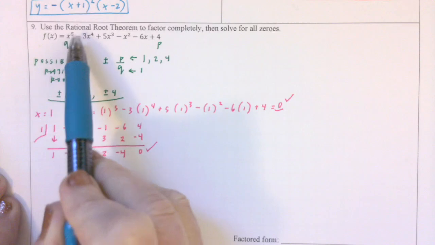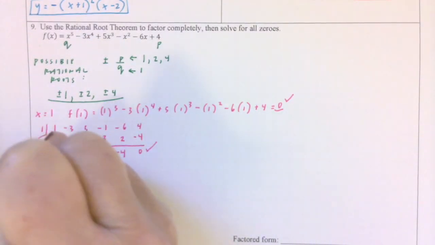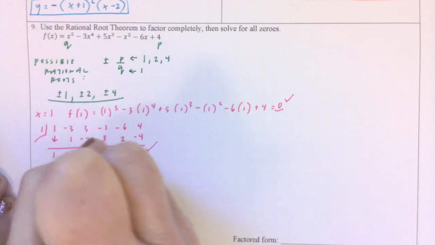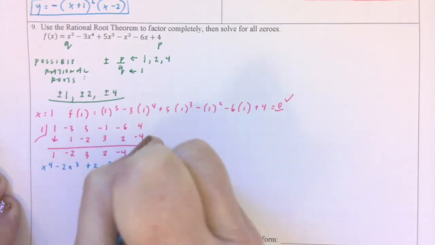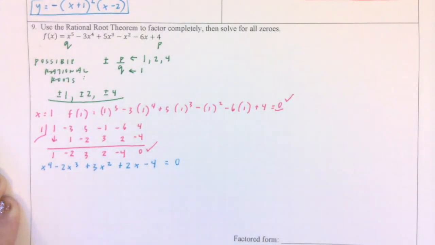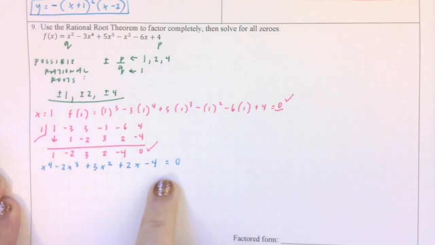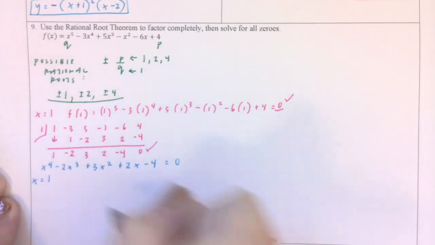So if I started with something quintic, now I have something quartic. So x to the 4th minus 2x to the 3rd plus 3x squared plus 2x minus 4 all equal to 0. I still can't factor it, so I need to look for another 0, another root. And again, I could have a multiplicity of 2, maybe even 3. So let's try 1 again. Let's try x equals 1 again.